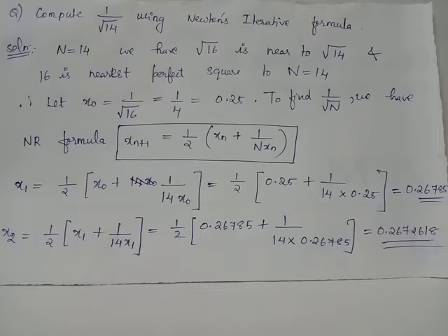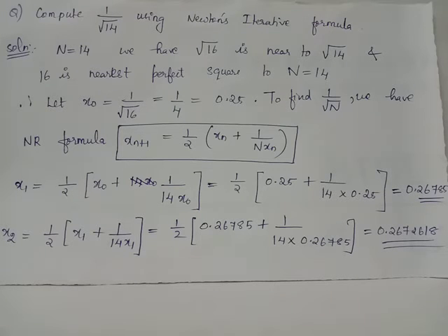Compute 1 by square root of 14 using Newton-Raphson iterative formula. Since we wish to find out 1 by square root of 14, we have to first select the first approximation x naught. We have 16 is the nearest perfect square to 14, and hence we have x naught equals 1 by root of 16, which equals 1 by 4, which is 0.25 will be the first approximation.